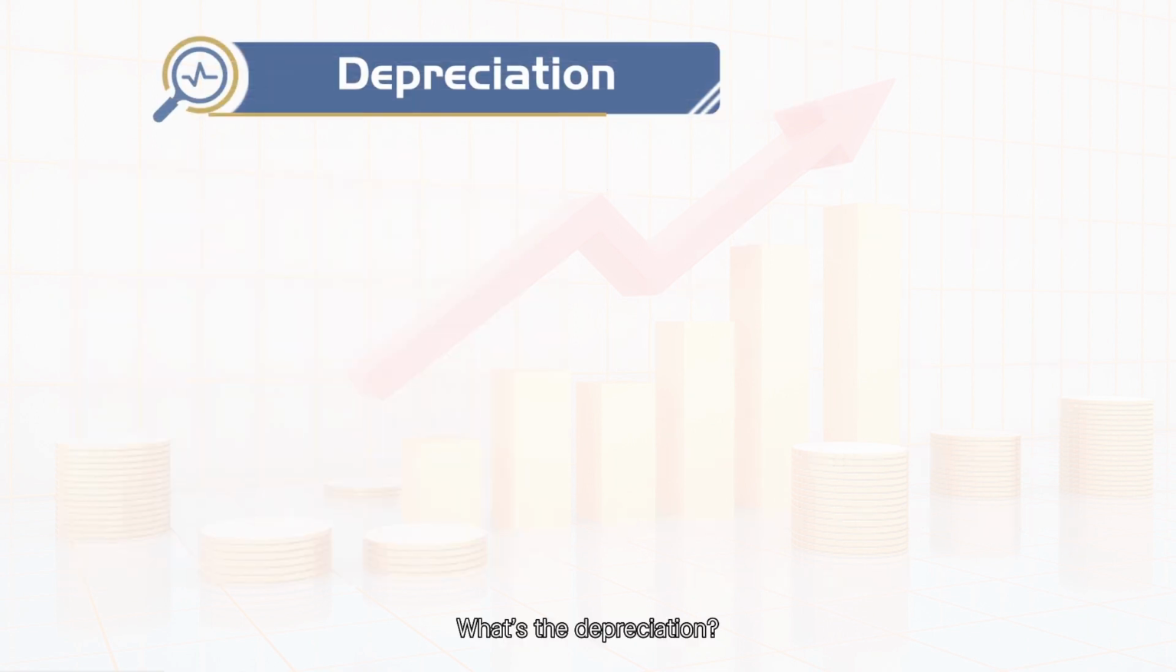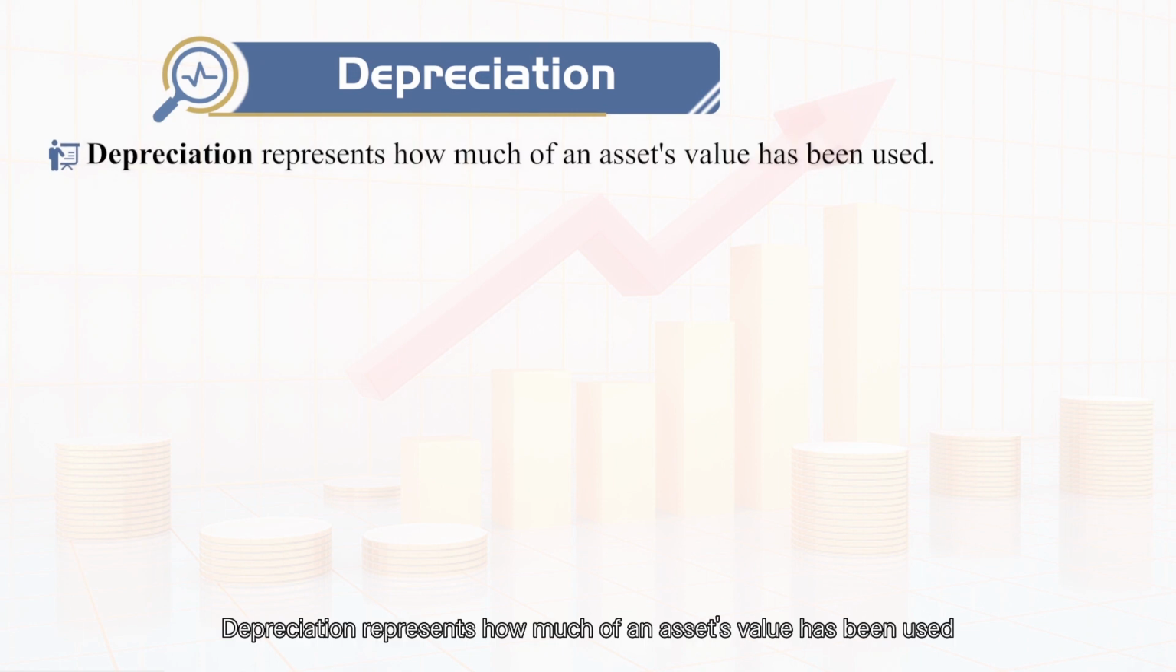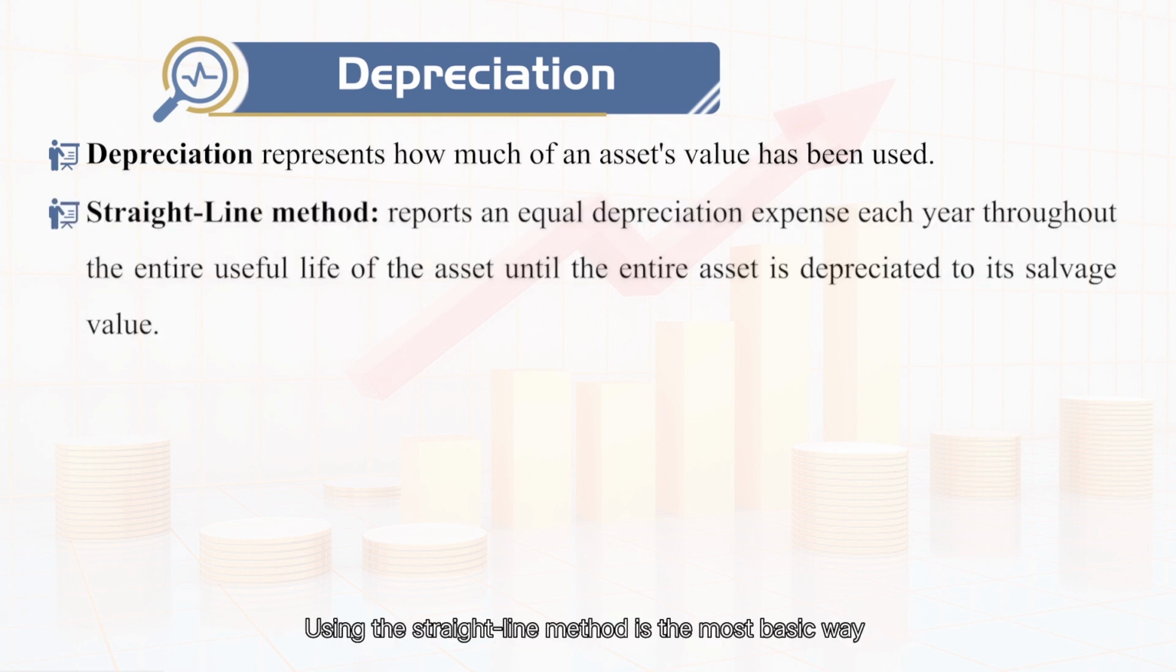What's the depreciation? Depreciation represents how much of an asset's value has been used. There are several methods that accountants commonly use to depreciate capital assets and other revenue-generating assets. Using the straight line method is the most basic way to record depreciation. It reports an equal depreciation expense each year throughout the entire useful life of the asset until the entire asset is depreciated to its salvage value.